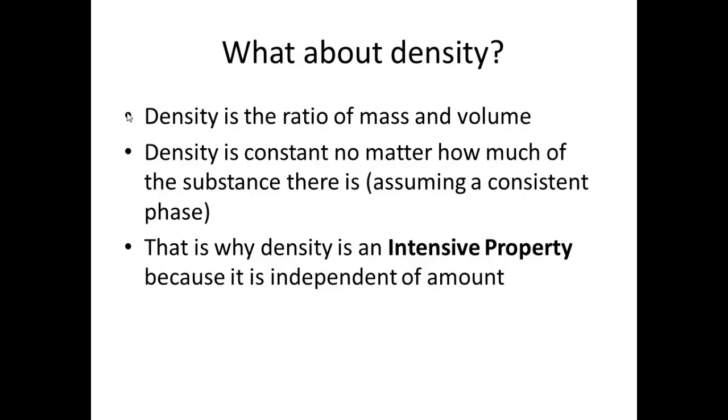So I'll pause it here so you guys can take this down. Since the ratio of mass and volume is constant, meaning it doesn't change, assuming we're in the same phase, we call it an intensive property. Intensive property because it's independent of how much matter we have, which is different from an extensive property because it does depend on how much matter we have. Okay? Any questions before we move on? Pretty basic stuff here.